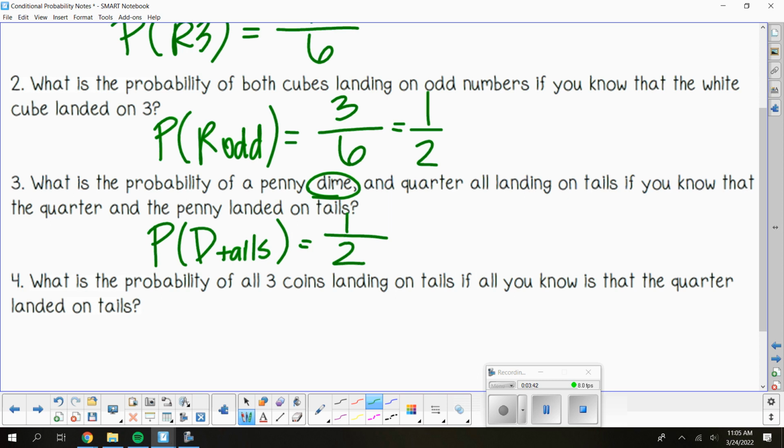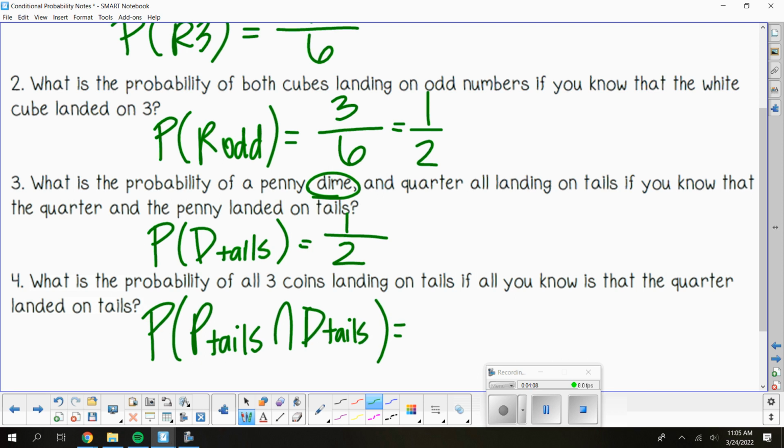1 half probability. What is the probability of all 3 coins landing on tails if all you know is that the quarter landed on tails? We already know that the quarter is on tails, so we need to figure out the penny and the dime. So we want the probability that the penny is tails and the probability that the dime is tails. Well, the probability of penny is tails is 1 half, and so times the probability of the dime is tails, 1 half, is 1/4.